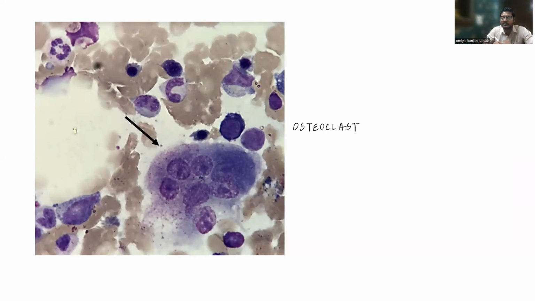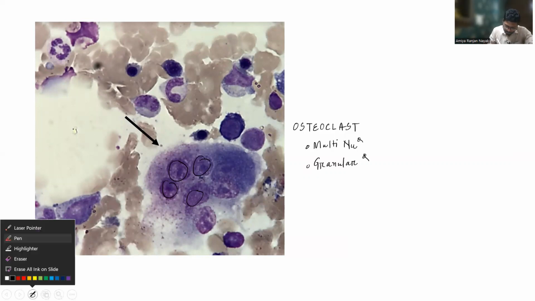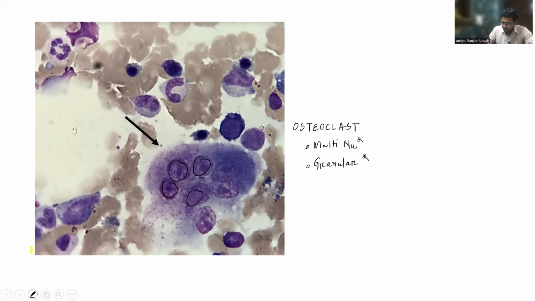Now, how is it different from the megakaryocyte? Remember, osteoclasts are multinucleated, but a megakaryocyte will have a single nucleus with multiple lobations. As you can identify, the osteoclast has multiple nuclei, and the cytoplasm is more granular. That is how you will differentiate an osteoclast from the megakaryocyte. More on osteoclasts we'll study when we study bone pathology. So that's all about the megakaryocytes.